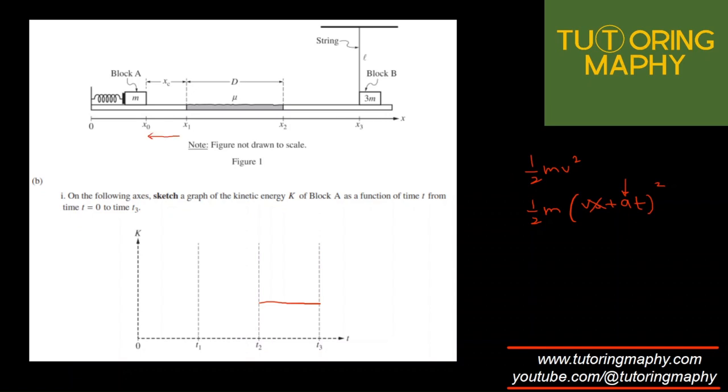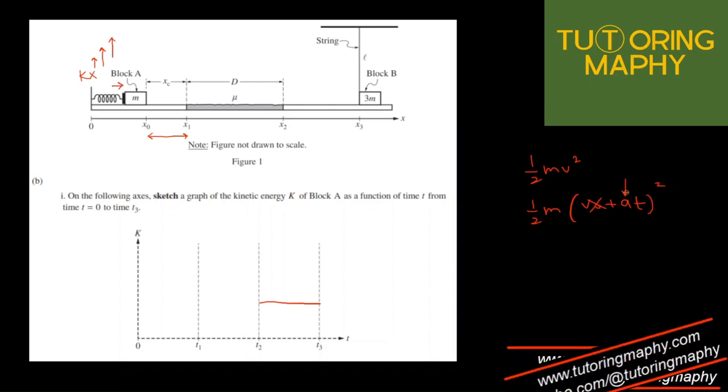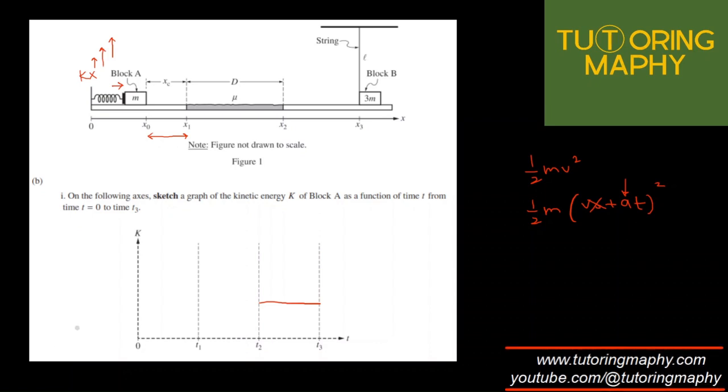I'm talking about this duration from t equal to 0 to t1, because this equation is valid only when the acceleration is constant. Here the acceleration is not constant, it's continuously pushing, and as per Hooke's law, the force is kx, and x is continuously increasing, so force is continuously increasing, so the acceleration is continuously increasing, so we cannot use this. So what can we use?